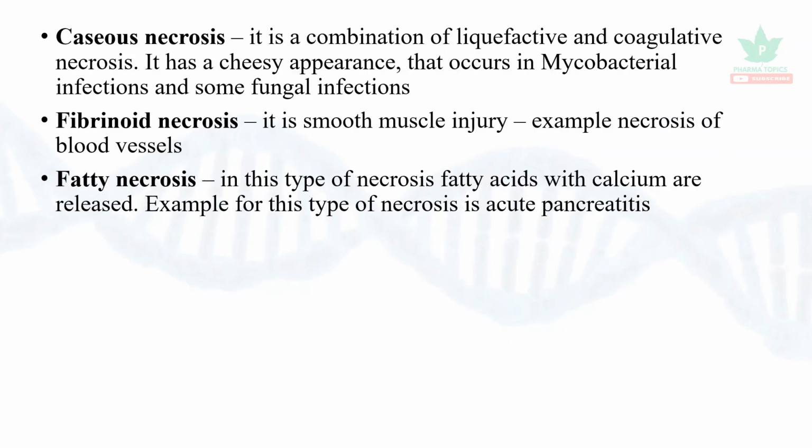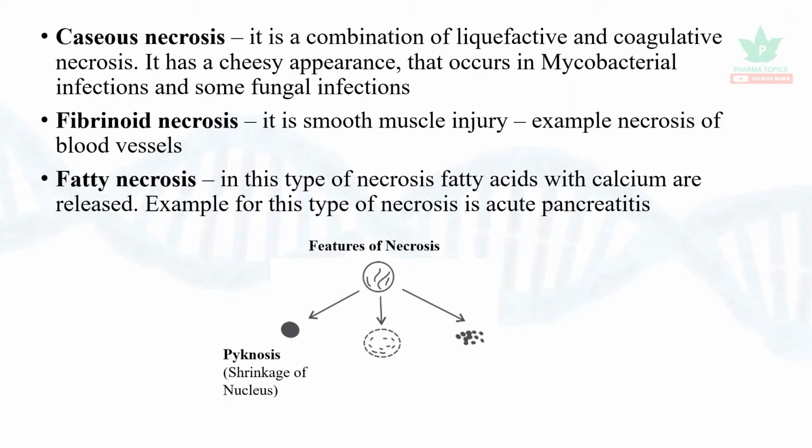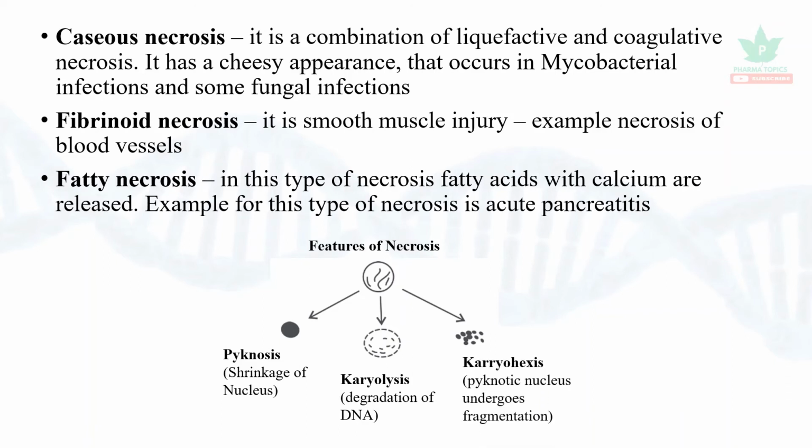In caseous necrosis, a caseous material is formed, for example in case of mycobacterial infections. Next is fibrinoid necrosis, the necrosis of blood vessels. Fatty necrosis occurs in acute pancreatitis. The features of necrosis are pyknosis, that is shrinkage of nucleus, karyolysis, that is degradation of DNA, and karyorrhexis, that is a pyknotic nucleus undergoes fragmentation.